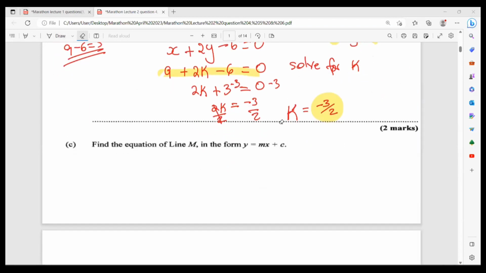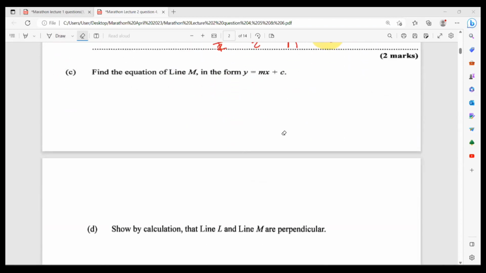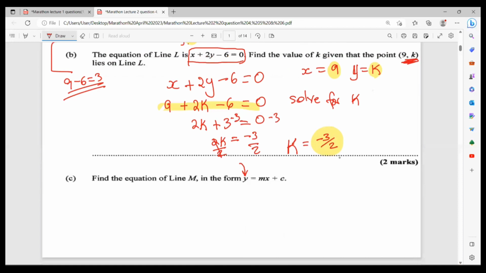Daily, we are at 4. 4, 5, 6, those papers. All right. Find the equation of the line M in the form y equals mx plus c. So in other words then, can you let the y be by itself? That's what they're asking. So let us write back what it is. It is x plus 2y minus 6 equals 0. But they are saying it's M, it's not M. This is the L1. Let's go for M, not that one.